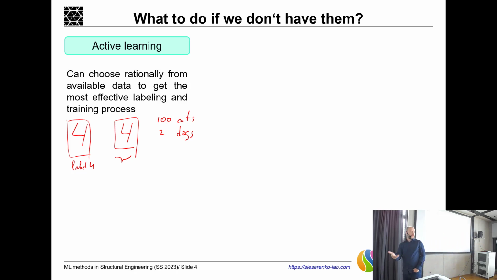So what would be logical to do next? Should I label more cats? No. I would probably prefer to label more dogs in order to get this variety, in order to allow the model to distinguish them better. So therefore, there is some sort of selection process in the labeling. And that's called active learning in this case.